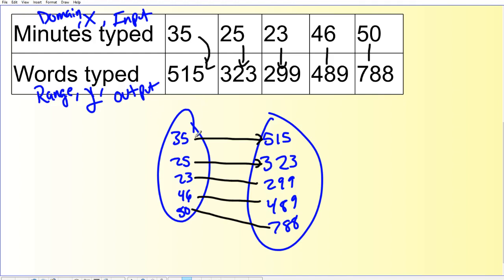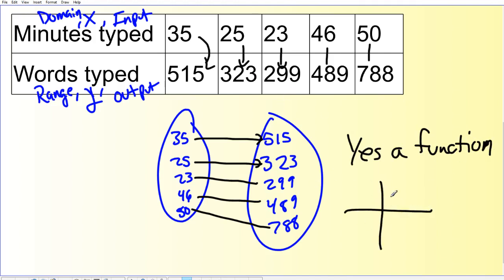I don't have any of these that have a second branch coming off. At 35 minutes, he only had 515 words typed. There is not a second number of words at the same time. So this is a function. If I were to graph this, which I'm not going to do, all my points would be separate from each other. They would be kind of like that shape, I would imagine. But they would all pass the vertical line test.